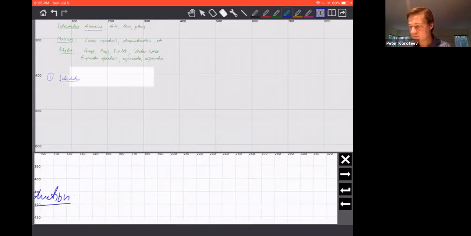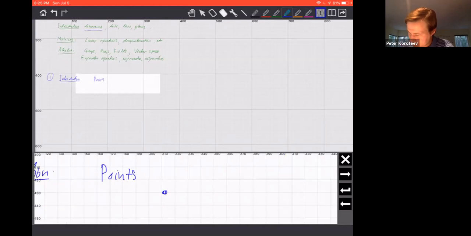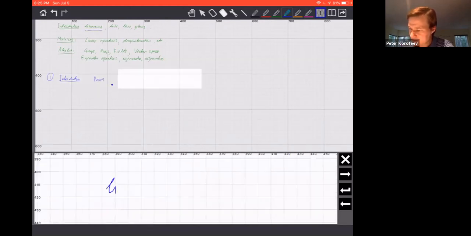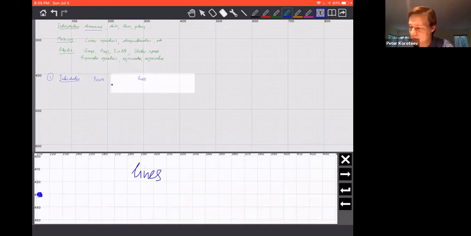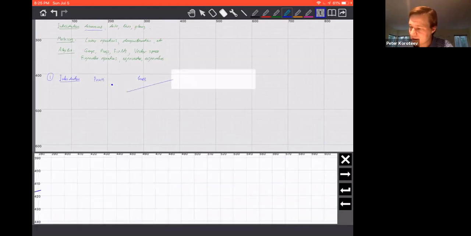So let's see what kind of geometric objects we know, right? So we know points, which is basically a point in space. Then we have lines. I'm going to be sloppy at this moment, but then we'll try to find some logic behind it. It's a thing like that. And then we have planes.